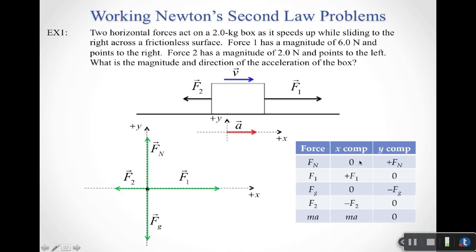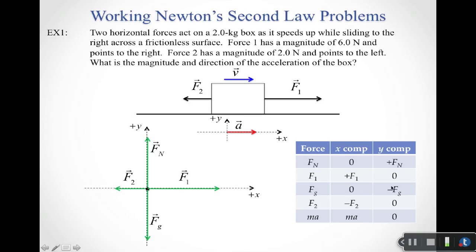So as I go through this, what I notice is the normal force points straight up, so it's going to have an x component of 0. The y component is just going to be the magnitude of the normal force. My applied force F1 points to the right, so it's got a 0 for its y component. All of its magnitude is in the x, and it's in the positive direction.